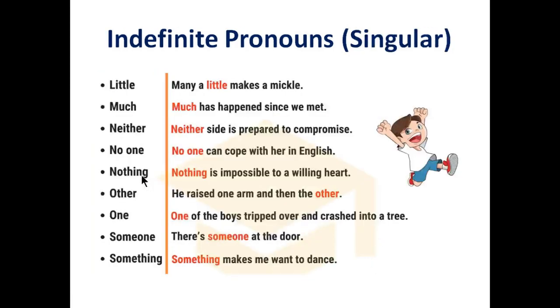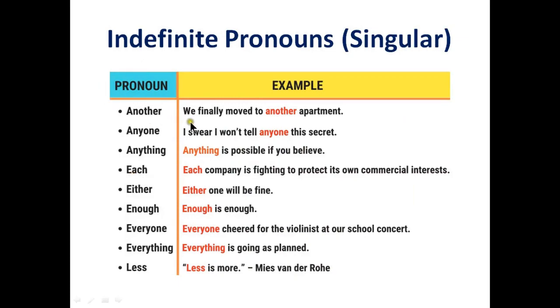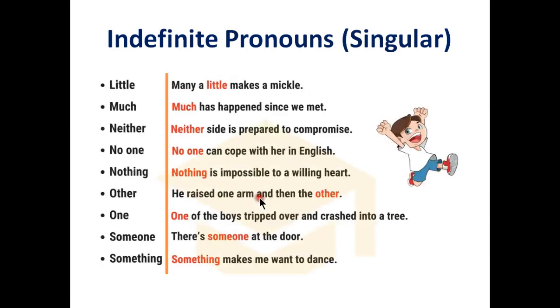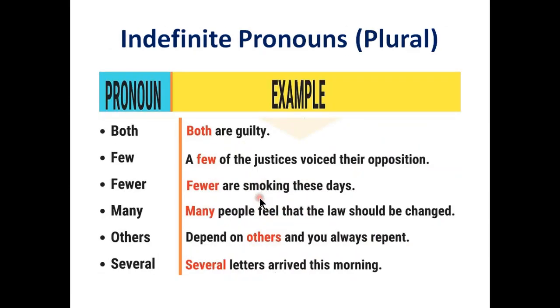Like anyone, we finally moved to another apartment. Another, we finally moved to another apartment. Anyone, I swear I won't tell anyone this secret. Either one will be fine. So these words are called indefinite pronouns, and some indefinite pronouns are plural. What are those plural indefinite pronouns?